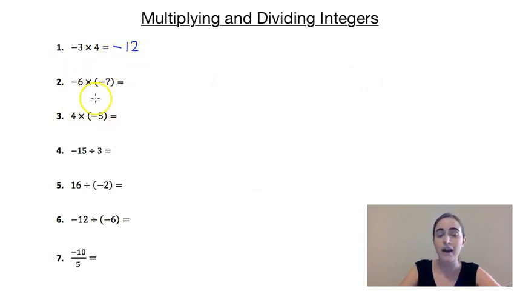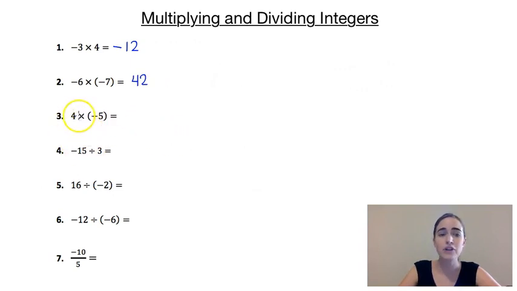For our second one, we've got -6 times -7. Because we've got a negative number times another negative number, I know my answer is going to be positive. Now you can write a plus sign here, but you don't have to, because usually if we write a positive number, we don't put the plus sign in front of it. And then I know that 6 times 7 is 42. So my answer is going to be a positive 42.